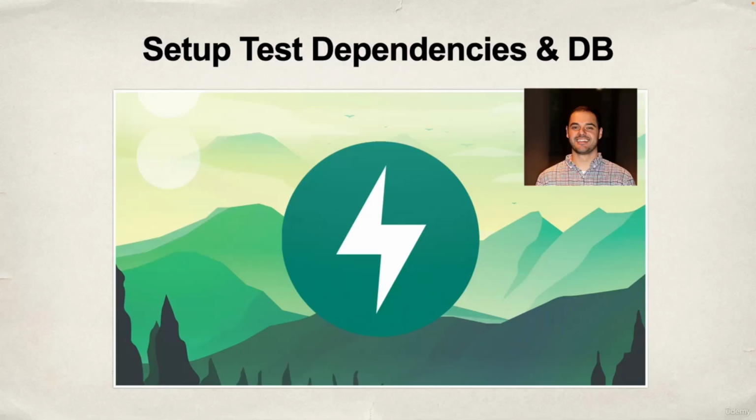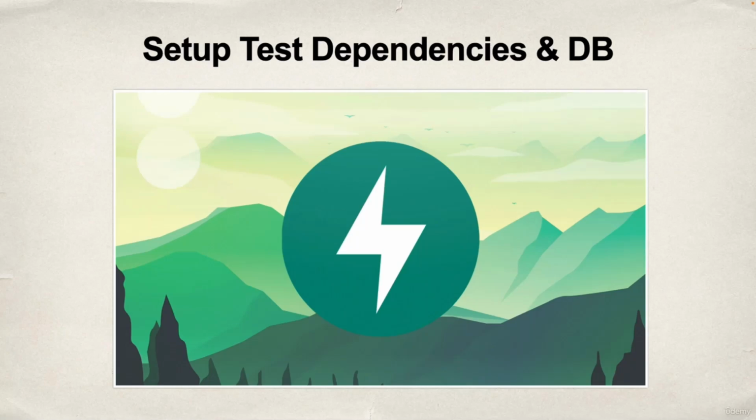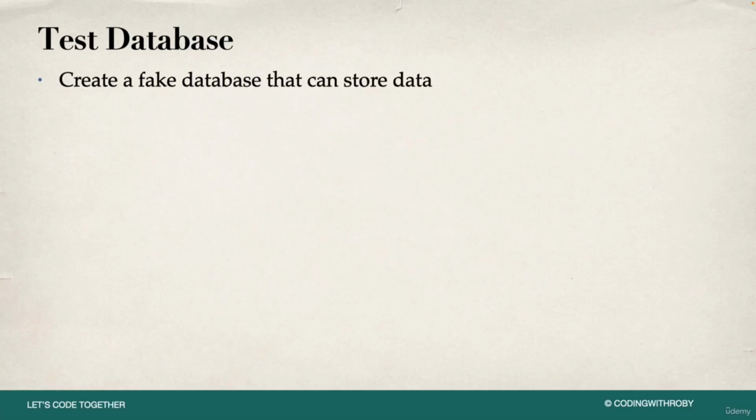All right, so in this video, we are going to go over how to set up test dependencies and a test database for our application. So we'll start with a test database. Like, what is a test database? Well, we need to create a fake database that can store data that we're only going to be using for our tests, not for production. So we're going to have two databases, a production one and a test one.